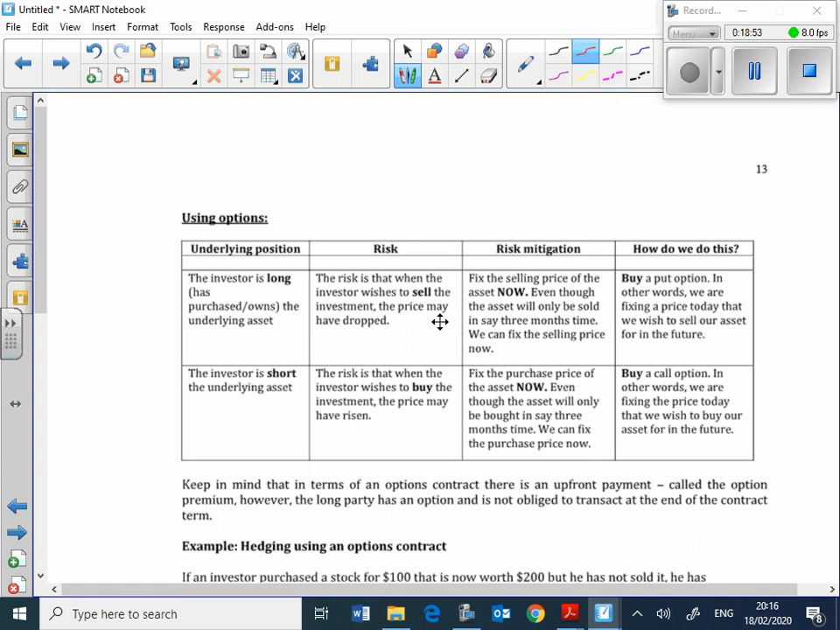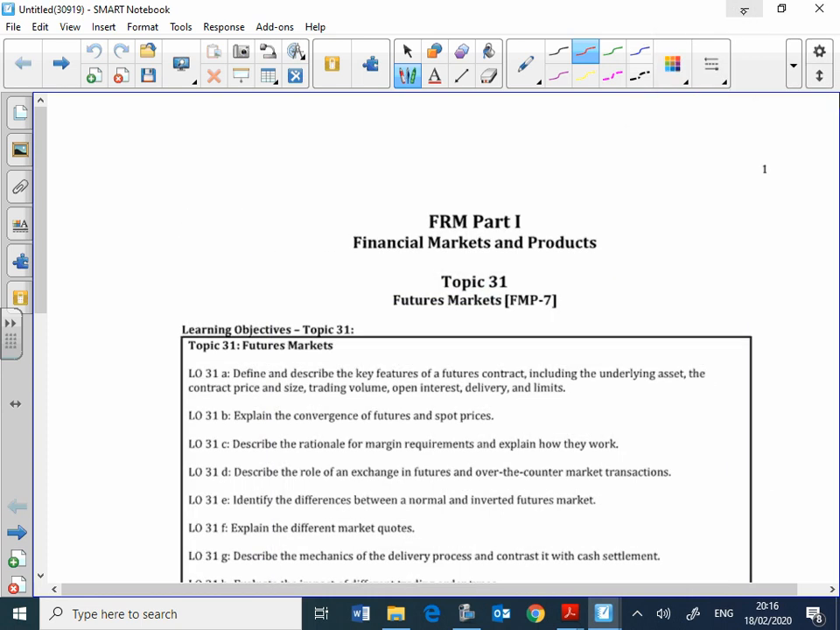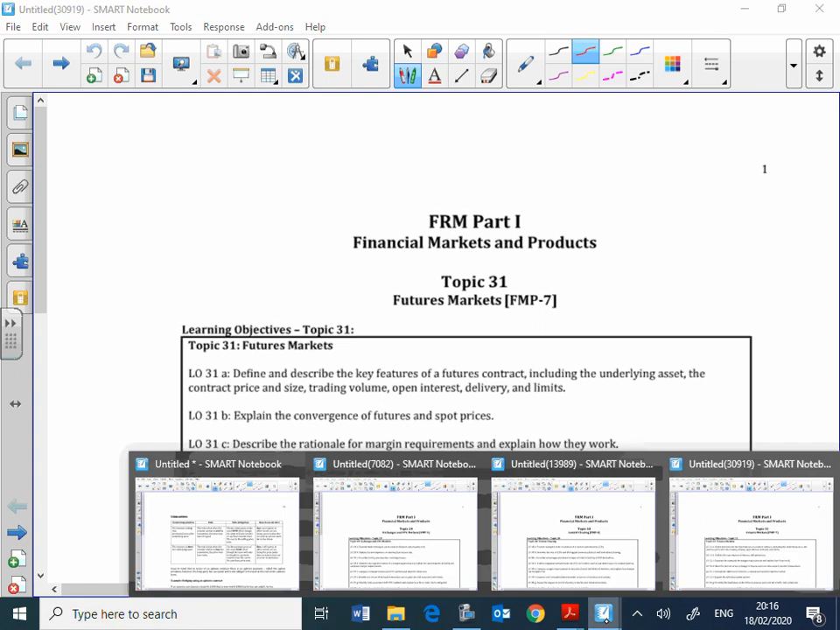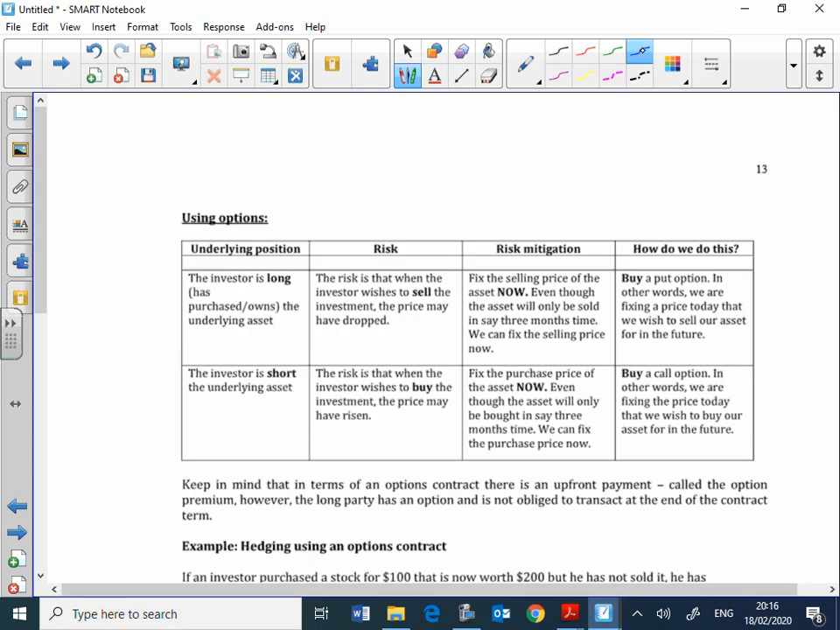Okay, now a little bit more tricky, but still okay. Let's use options. How do we use options to hedge? Same story, guys. Okay, let's start. Oops, what have I done there? Okay, let's go. Okay, the investor is long. That's his underlying position. What's the risk if you are long? That prices go down. What's the risk mitigation? You want to fix the price. Now you want to sell now.